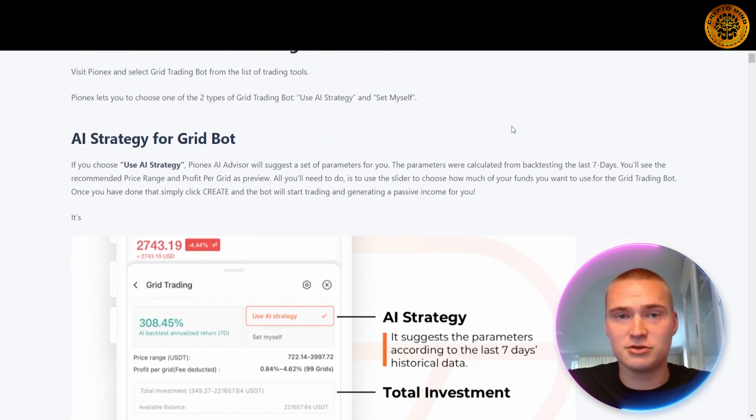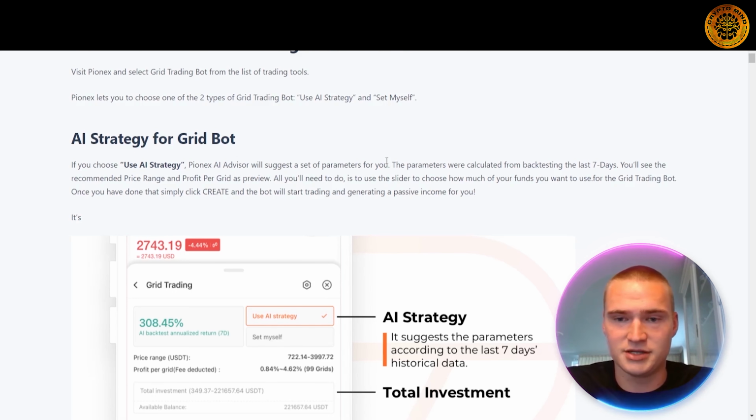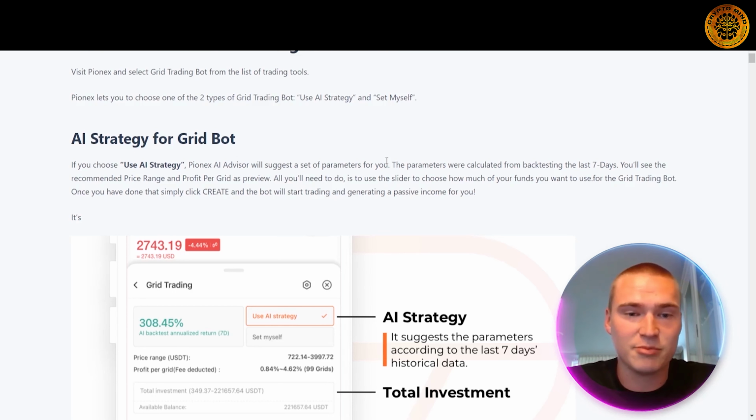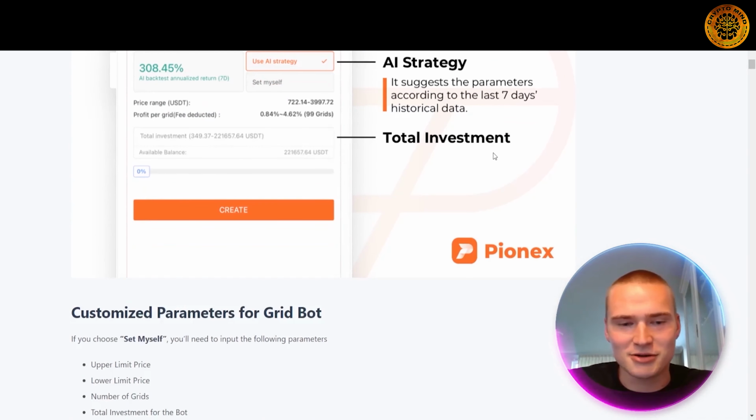First of all, you can do two things for the grid trading bot. You can use the AI strategy and you can set it for yourself. If you use the AI strategy, the Pionex AI advisor will suggest a set of parameters for you. These parameters were calculated from backtesting the last 7 days. So you'll see the recommended price range and profit per grid as a preview. All you need to do is to use the slider to choose how much of your funds you would like to use for the grid trading bot. So it's very easy and you can see it right there. Again, we will also get into how to do that for yourself a little bit later.